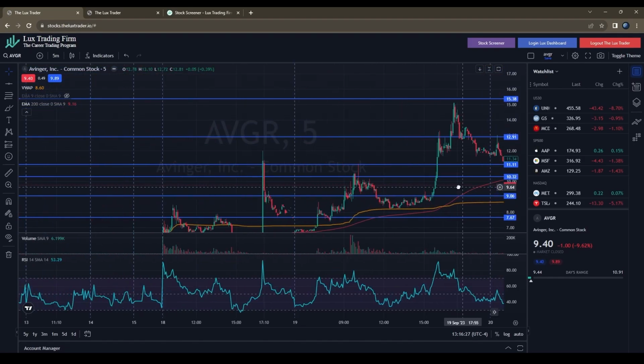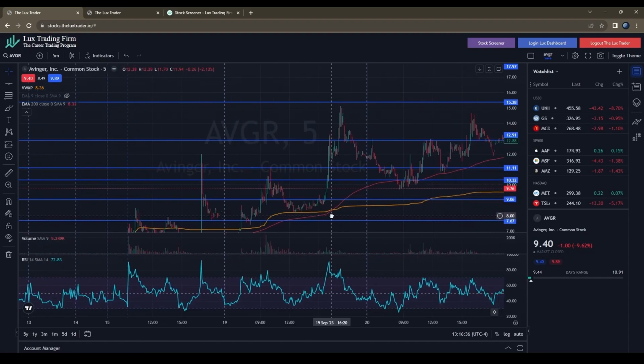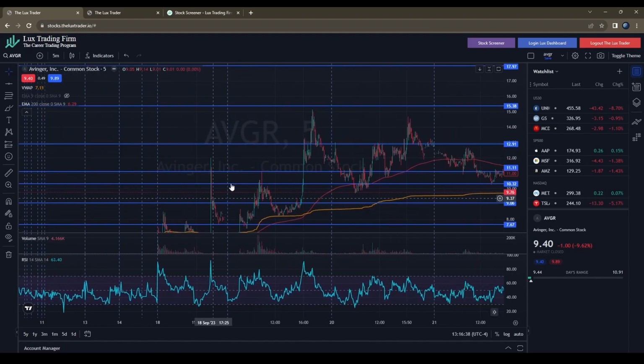Another squeeze. But we can see how so many levels, look at this. Look at this wick here, right? So many levels are very well respected. And then let's go into the third day.